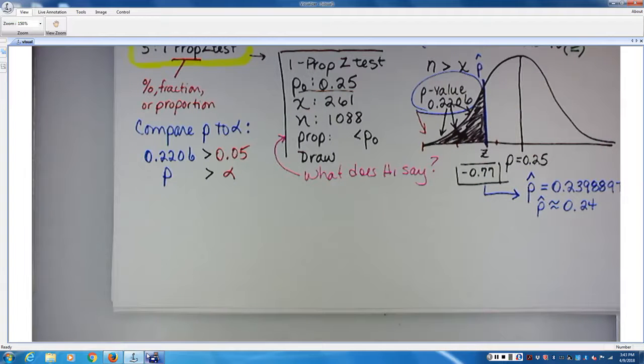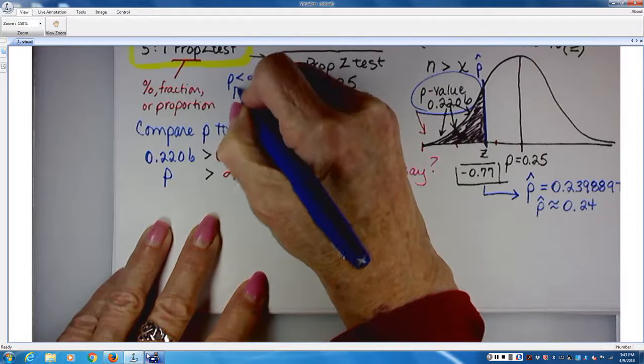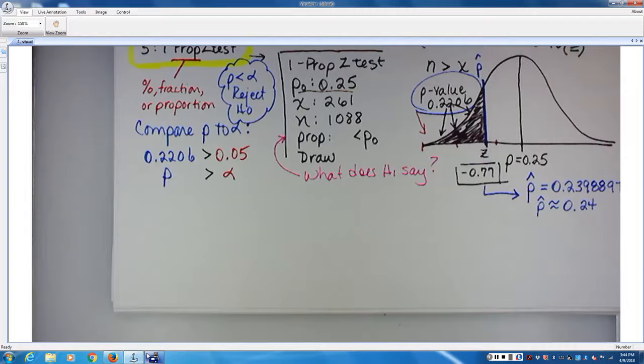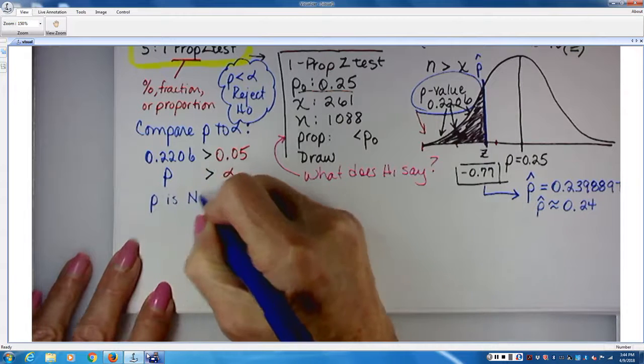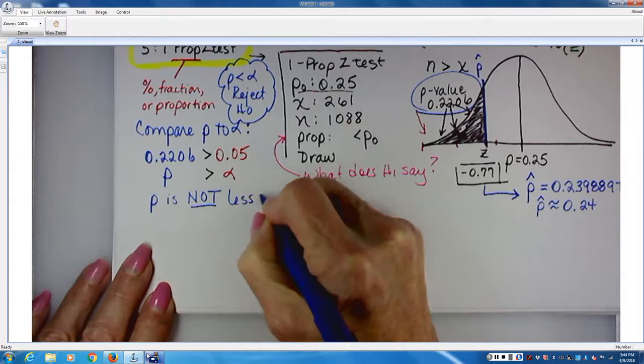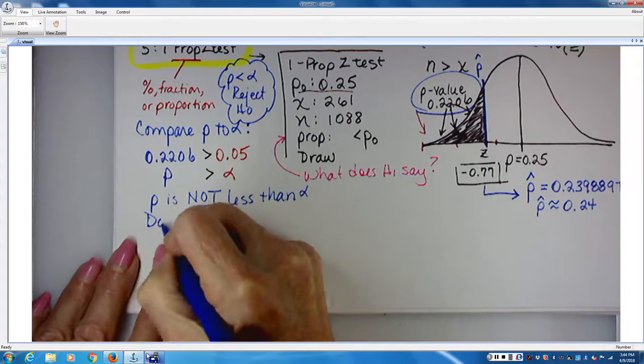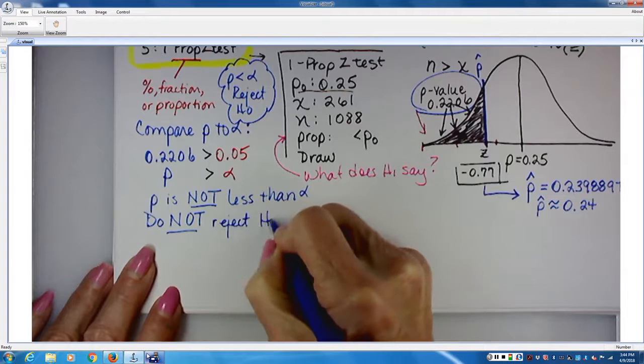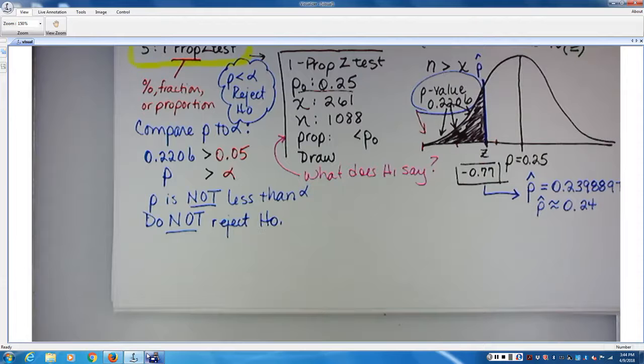Your decision is always, if p is less than alpha, you reject H0. But our p-value is not less than alpha. So we do not reject H0. So there's part one of our decision. P-value is not less than alpha, so we do not reject H0. If we do not reject H0, the evidence we have does not support H1.